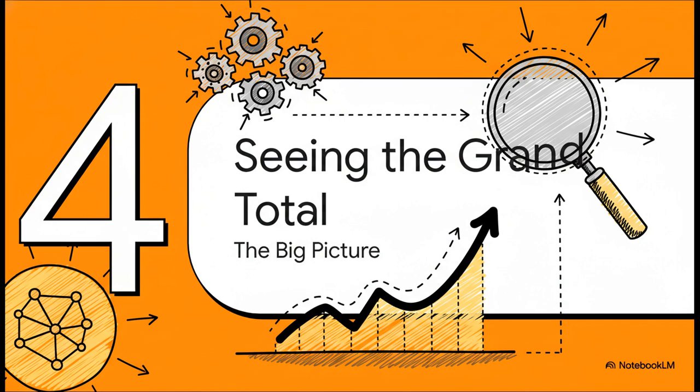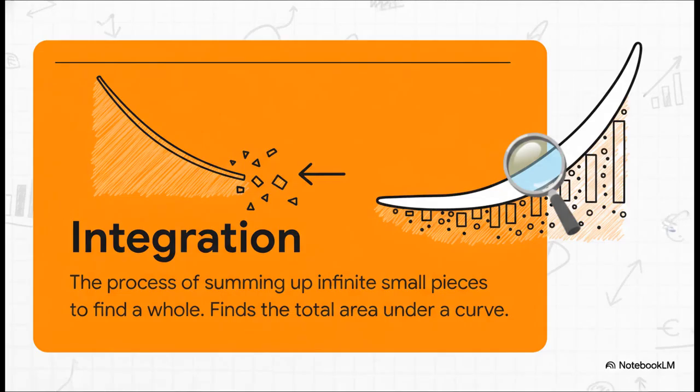So far, we've been using a microscope, zeroing in on the rate of change and finding that one perfect point. But businesses don't just operate in a single instant. We have to look at performance over weeks, months, quarters. This means we need to pull out the telescope, and that brings us to our fourth section, seeing the grand total using integration. Integration is just the beautiful, perfect inverse of differentiation.